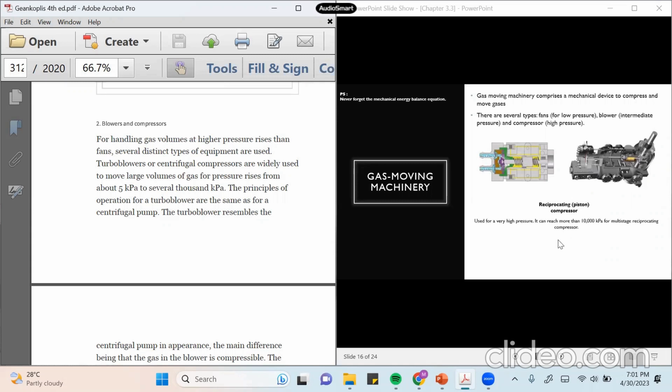And the piston type is used for very high pressure. It can reach more than 10,000 kPa for a multi-stage reciprocating compressor. The principle is the same, just like the pump. Now in all blowers and compressors, we will use the compressible flow equation, which is in the next topic.